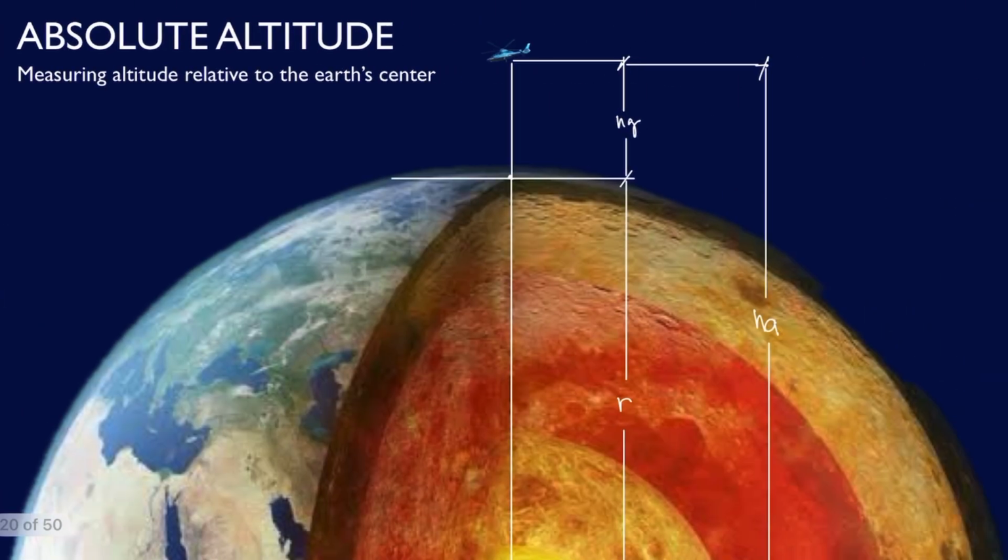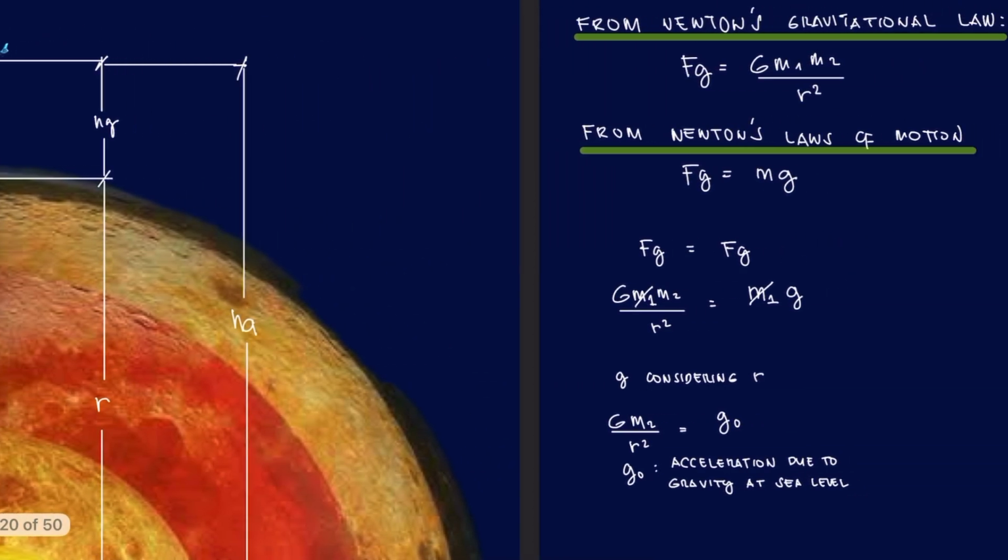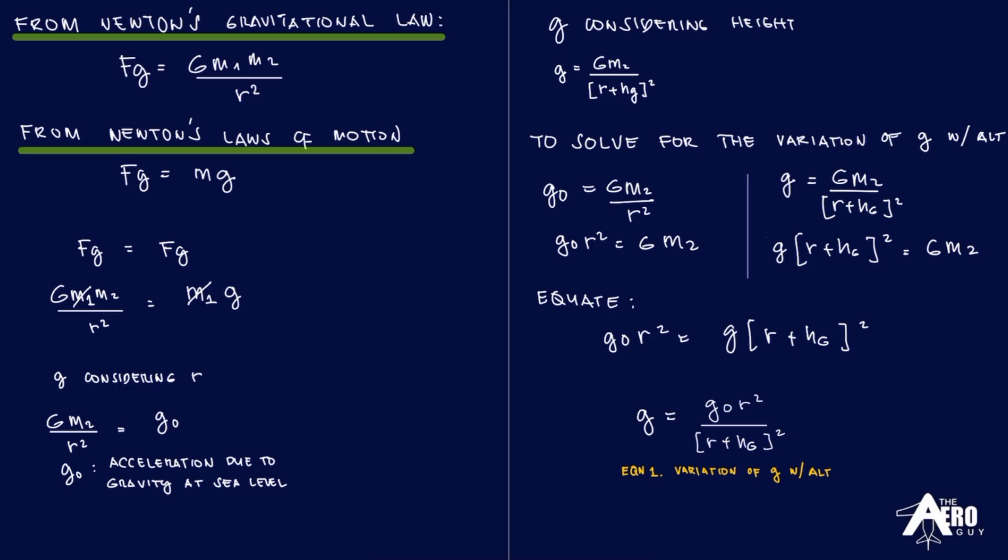And lastly, we have absolute altitude. This is a measurement of the altitude relative to the Earth's center. In this case, we will consider the radius of the Earth and add it to our geometric altitude. This gives us our absolute altitude. Now, the concept of absolute altitude is really relevant with space vehicles, with a rocket.